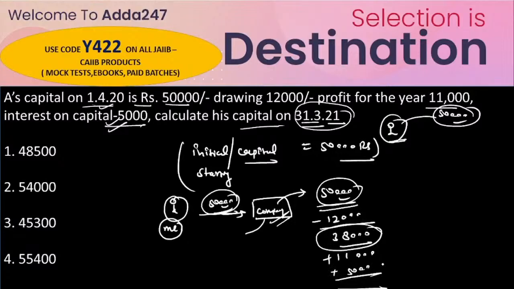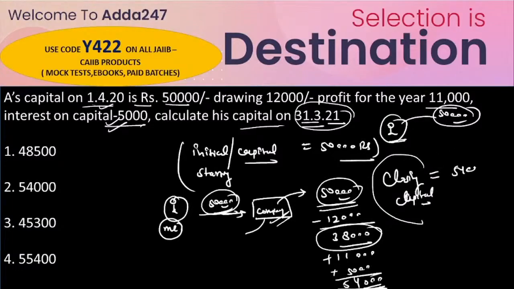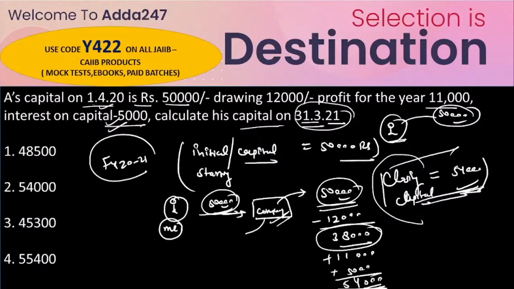After that, just calculate this and you will get the answer here. So the answer would be equal to 54,000 rupees. That would be understood as a closing capital, because we are preparing the balance sheet, and on the balance sheet we have to include the closing capital. So closing capital would be 54,000 rupees, and that will be known as the closing capital for this financial year 2021. Okay, so for the financial year we have to calculate the capital. So initial capital is 50,000, and closing or final capital would be 54,000 rupees. Okay, I hope it is clear now for everyone.